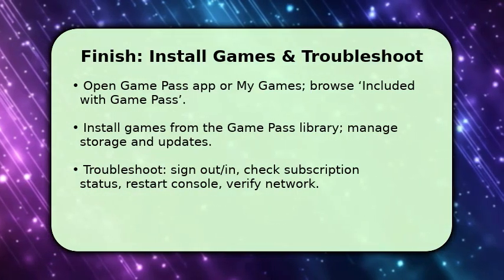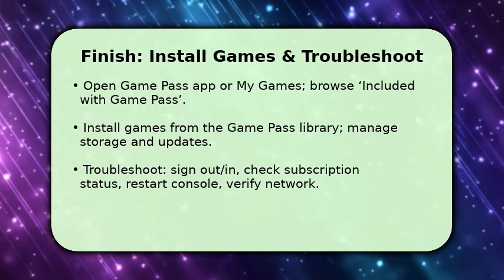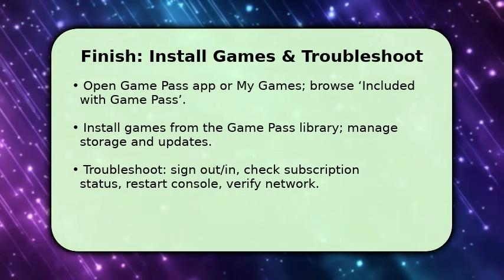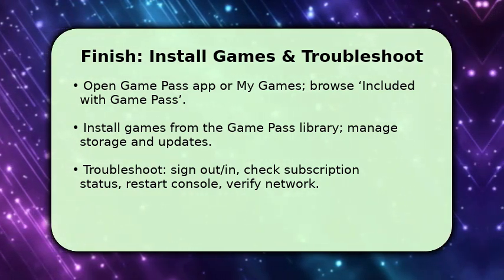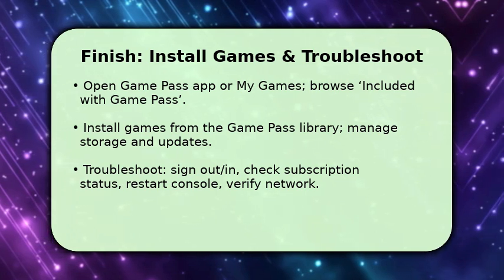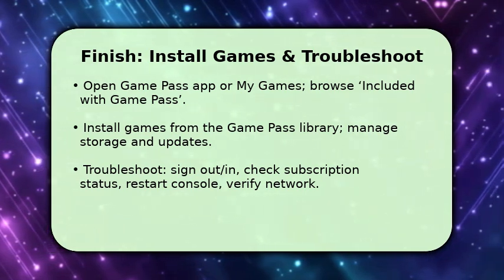Open the Xbox Game Pass app or go to My Games and find tiles labeled Included with Game Pass. Choose a game, hit Install, and monitor storage. Make sure automatic updates are enabled so games stay current.